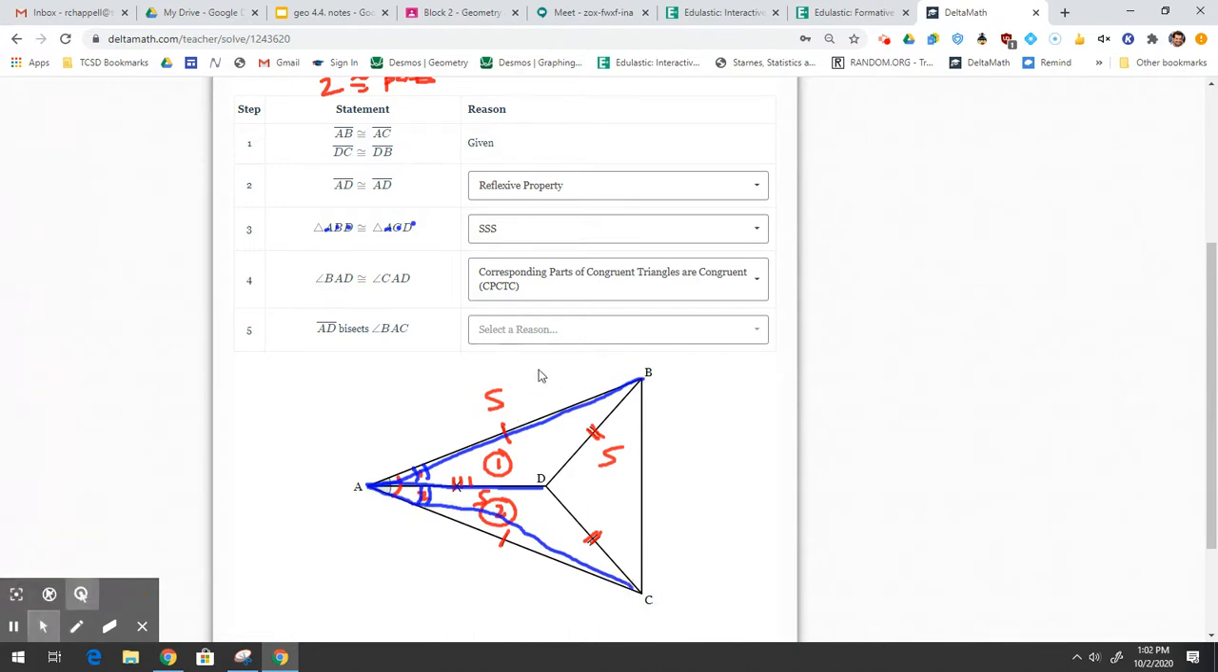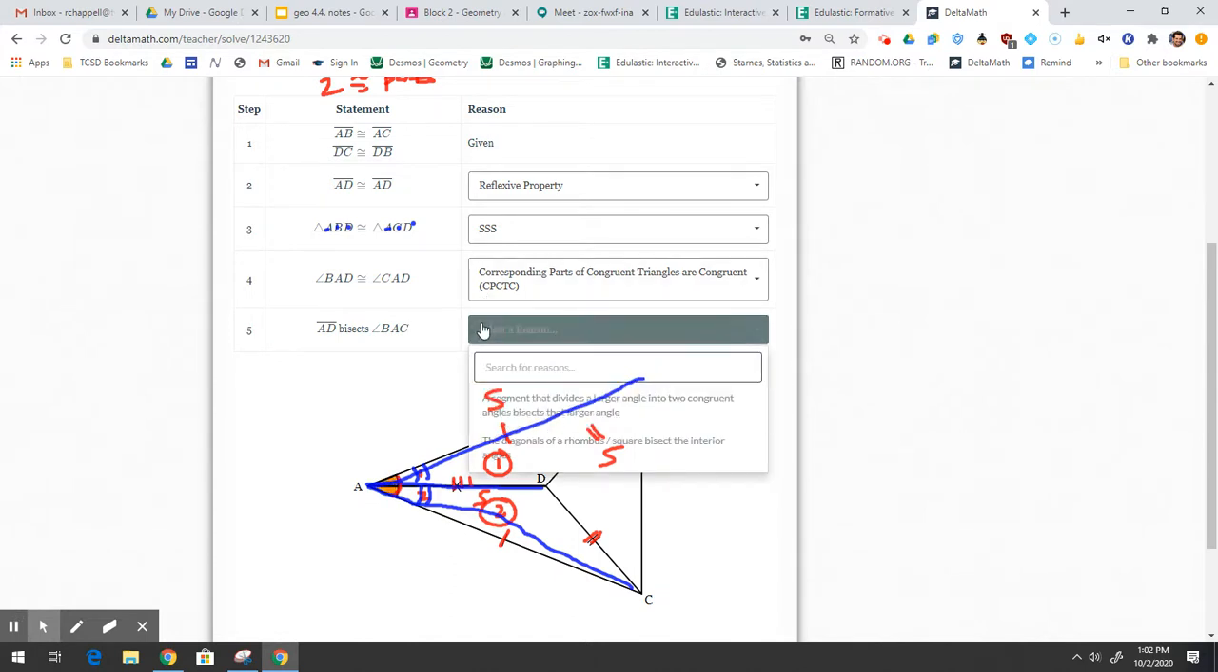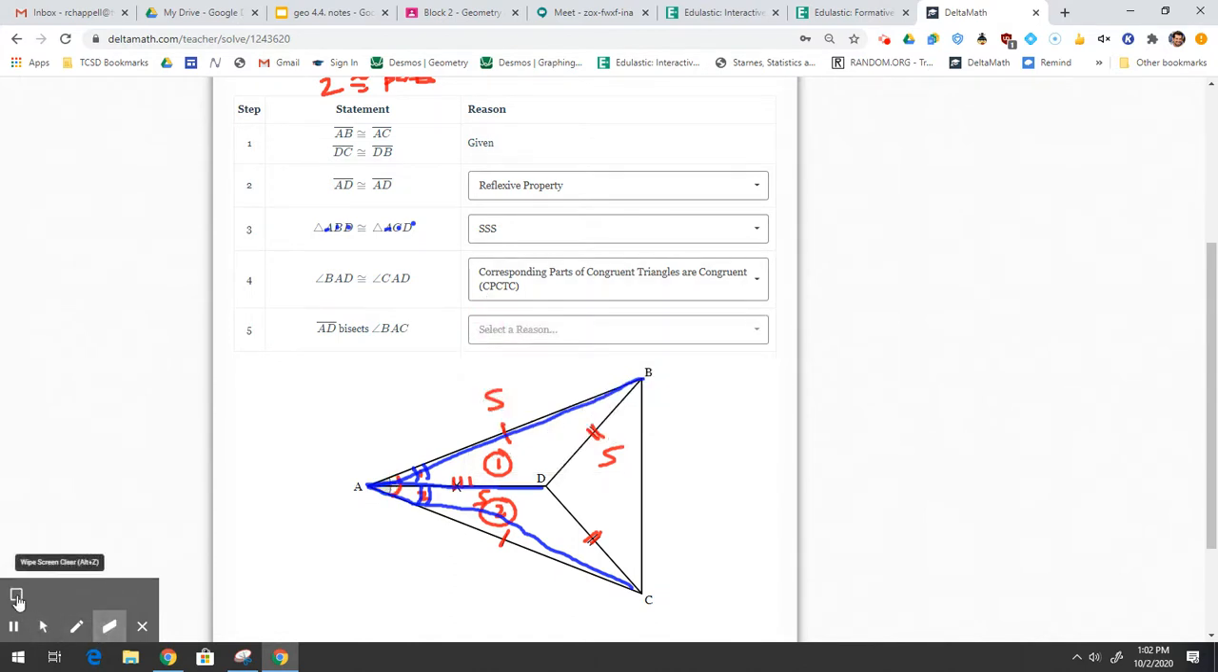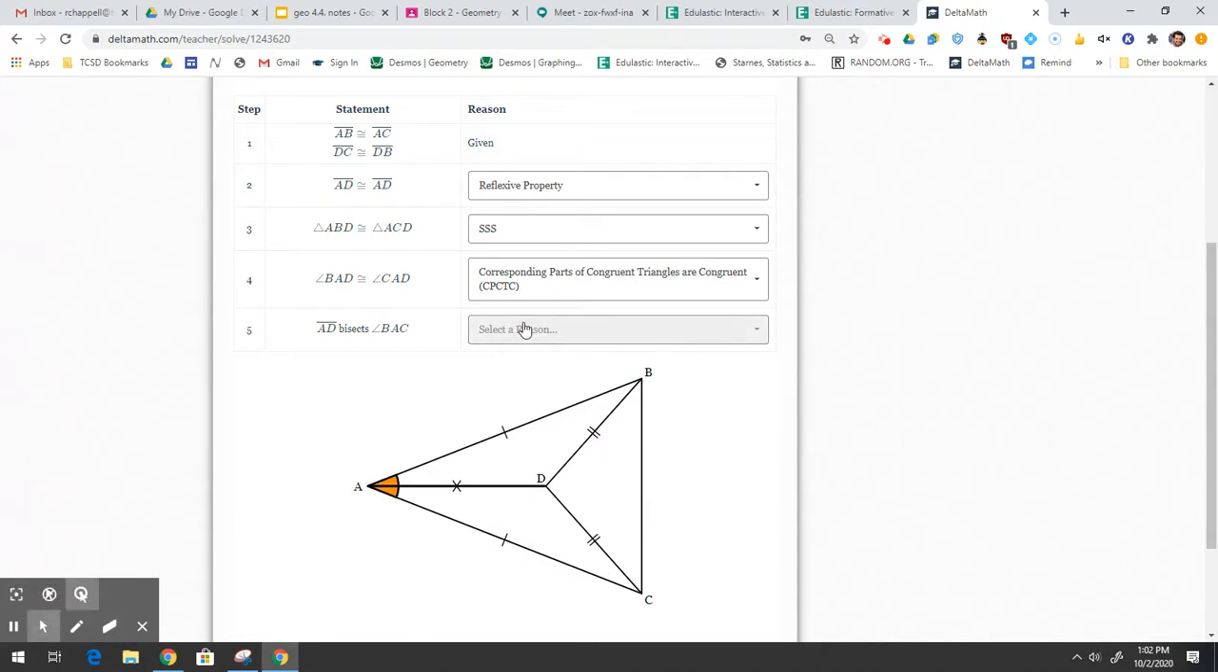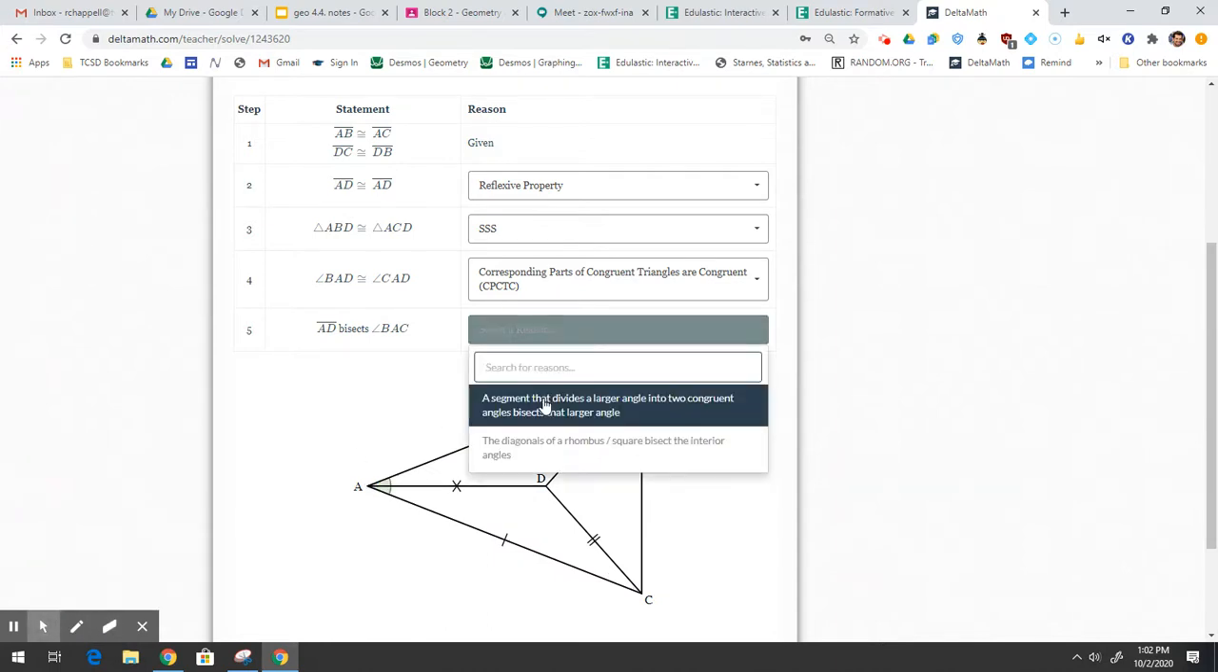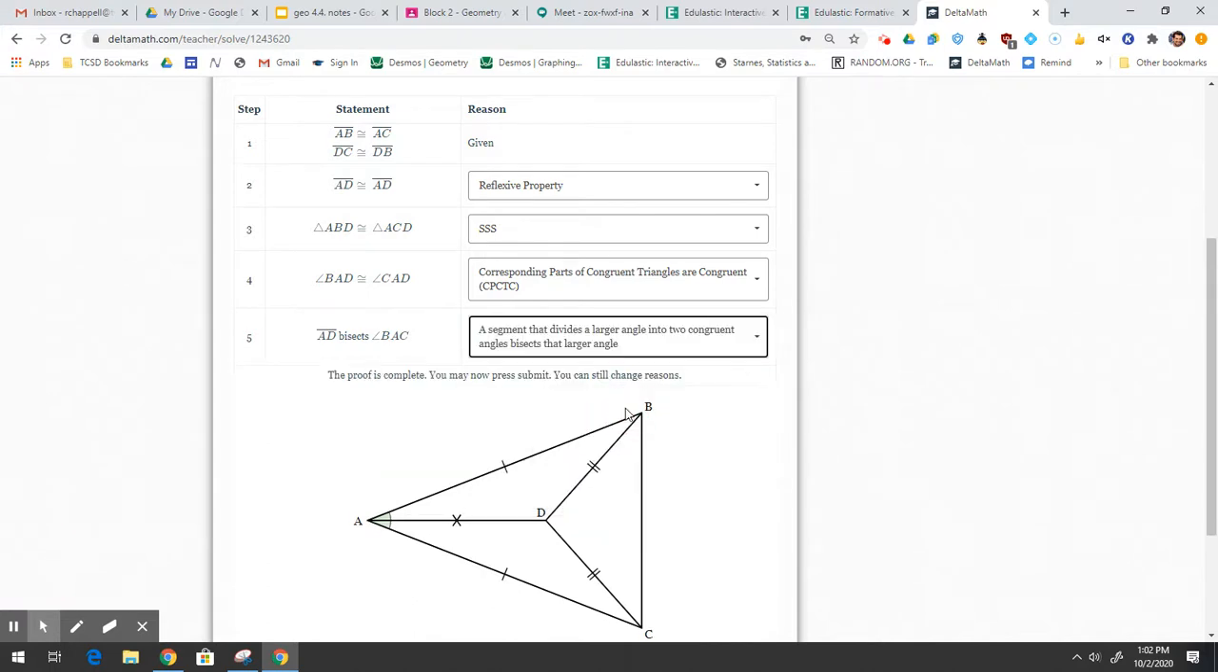And I'm sure it's going to say something about being an angle bisector, splitting into two congruent angles, something like that. Let me erase this so you can see what the choices actually say. So we picked the right one. A segment that divides a larger angle into two congruent angles bisects the larger angle. That's it. Perfect. The proof is complete. You may now press submit.